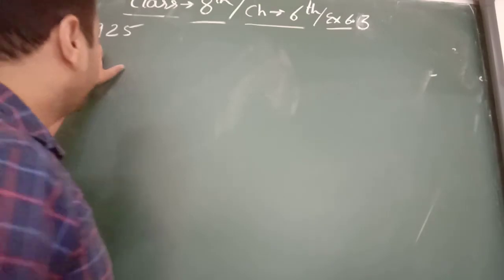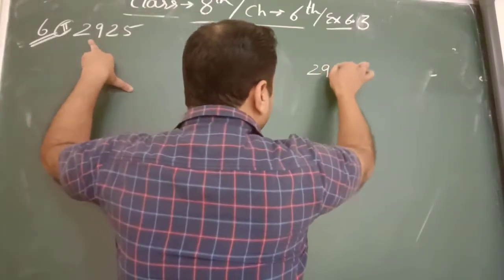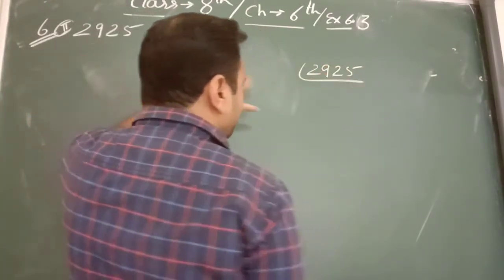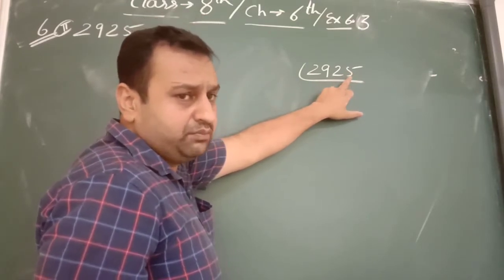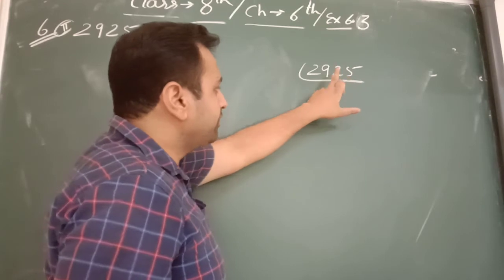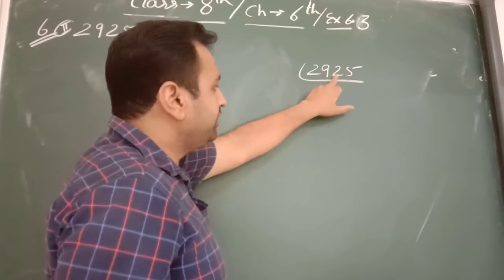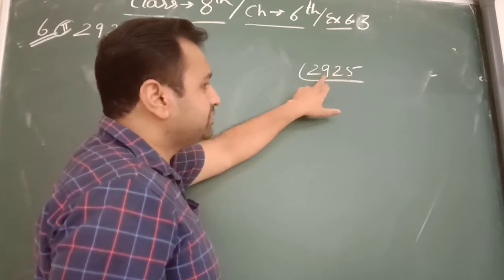Firstly, we prime factorize 2925. Last digit is 5, so it is not divisible by 2. It may be divisible by 3. For 3, the sum of the digits: 2 plus 5 is 7, 7 plus 2 is 9, 9 plus 9 is 18.